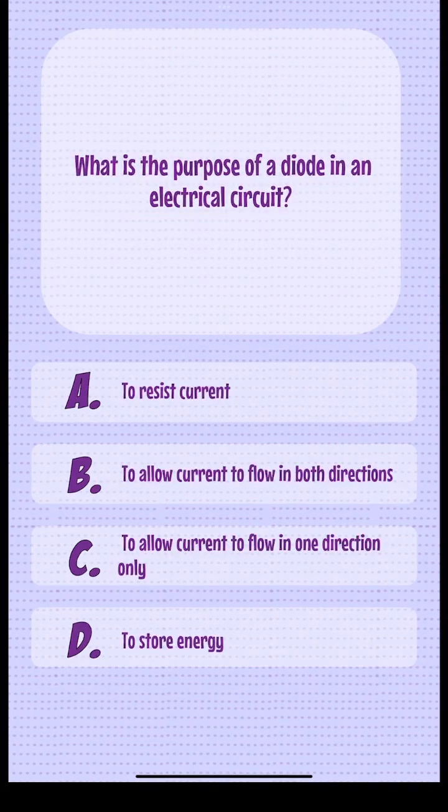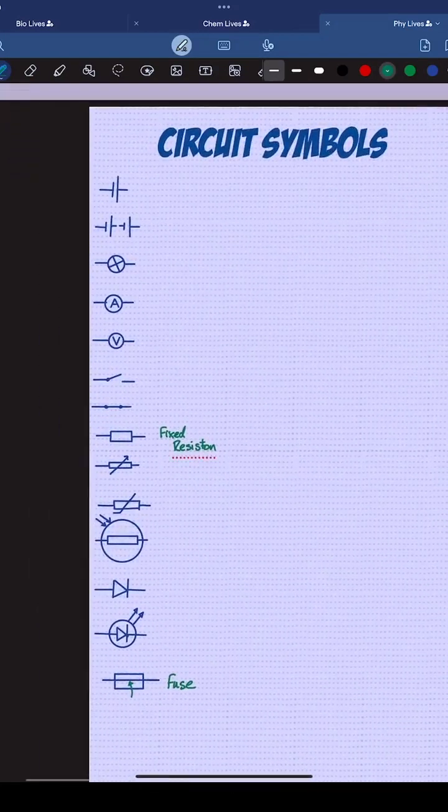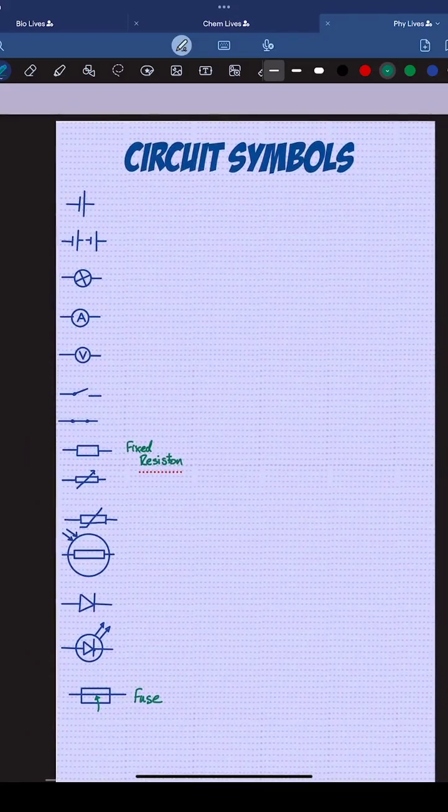What is the purpose of a diode in an electric circuit? Okay, let's go back to our notes. Out of all of these, which one is the diode? Let me know. We'll start filling some of these in. So this top one's a cell. Second one's a battery. That's when you have 2 cells, you call that a battery. We've got bulb or a filament lamp. This one is an ammeter. We've got a voltmeter. So what's everyone saying?